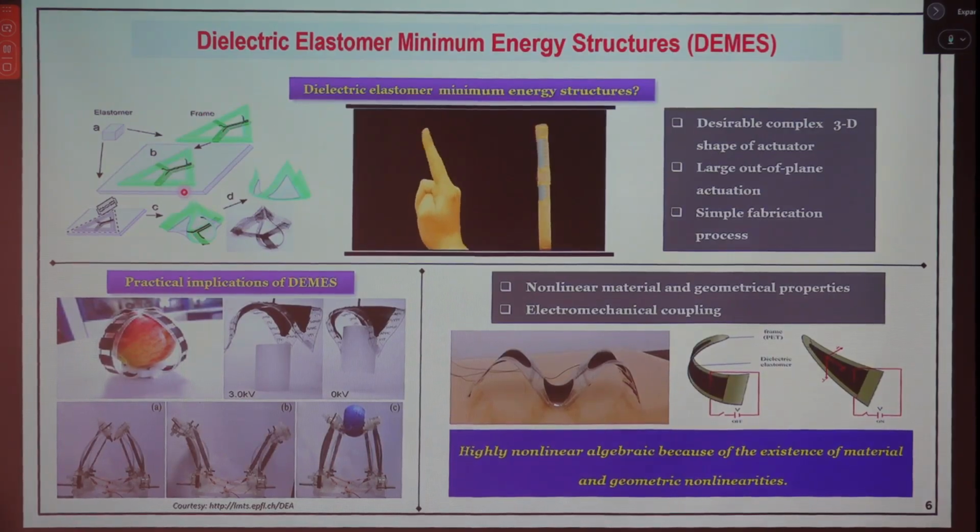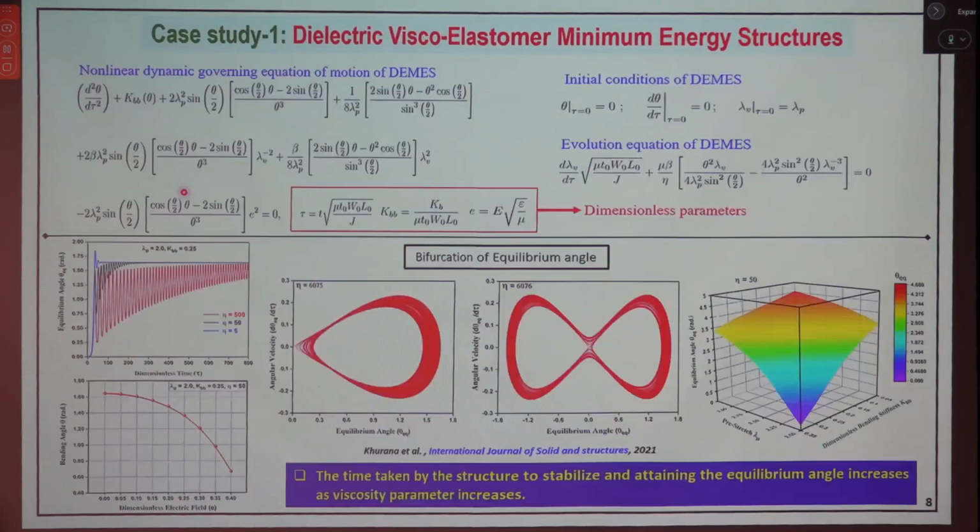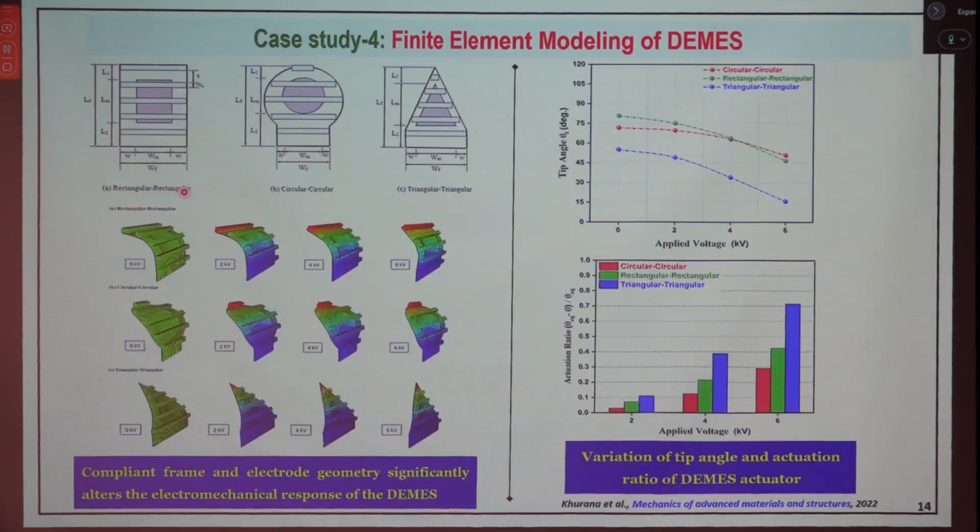Okay. So we have considered different shapes, and with the help of these different shapes, we can predict which shape is going to give you the maximum attained angle and which one will give you the maximum actuation range. Actuation range is what? The initial angle is this one, and when you apply the voltage, you will get a different angle. So the difference between these two is called the actuation range.